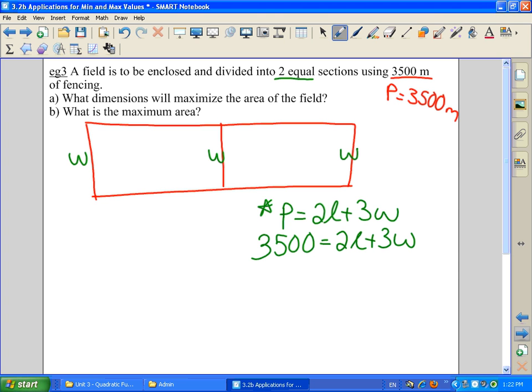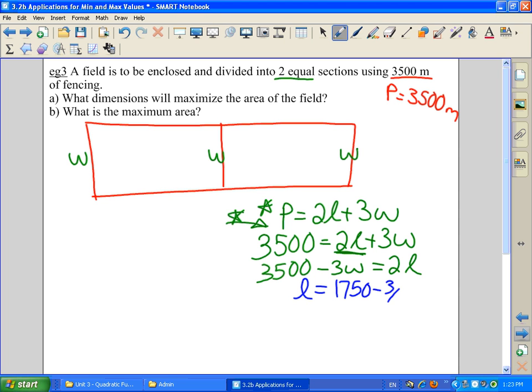And remember, we want to include in our diagram just one variable. So we're going to leave the W's as is, and we're going to use this formula here, guys, to rearrange this for L and to put L onto our diagram in terms of its width. So we're going to get this 2L term by itself. So it's going to be 3,500 subtract 3W equals 2L. Okay, and to get L by itself, divide everything by 2. So L equals 1750, subtract 3 over 2 W. So that's what I'm going to add onto my diagram.